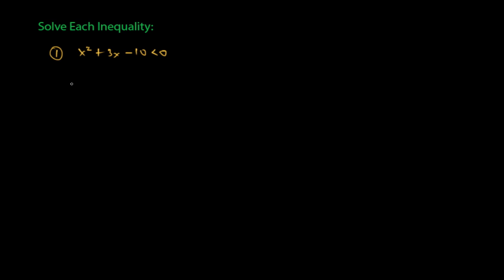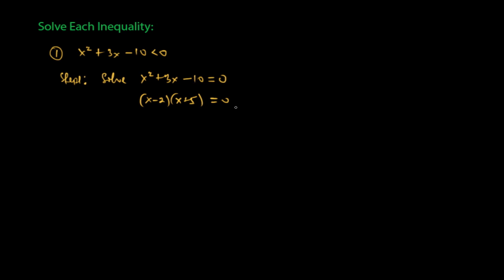So the very first step, which I'm going to call step 1, is you solve the quadratic equation itself. You solve it as an equation, not as an inequality. So you want to solve x squared plus 3x minus 10 equals 0. Now when you factorize x squared plus 3x minus 10, what you obtain is x minus 2 into x plus 5, equals 0.